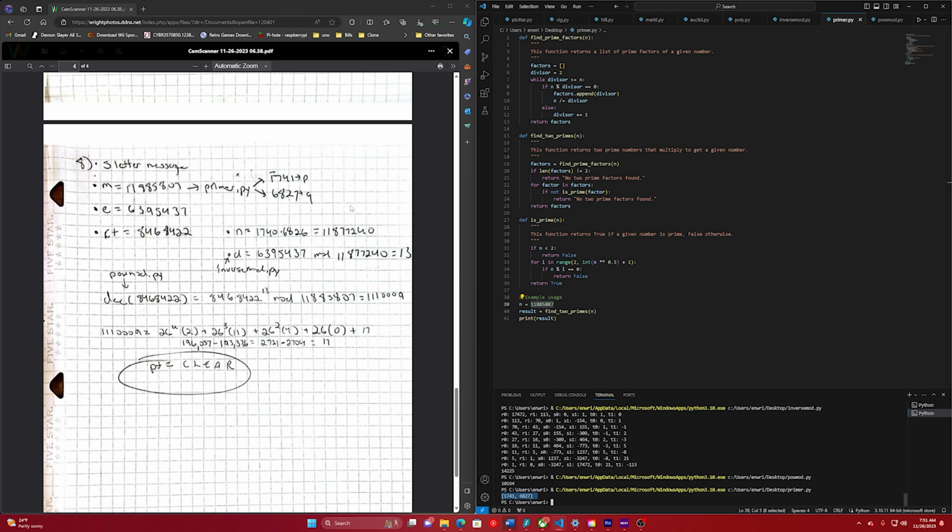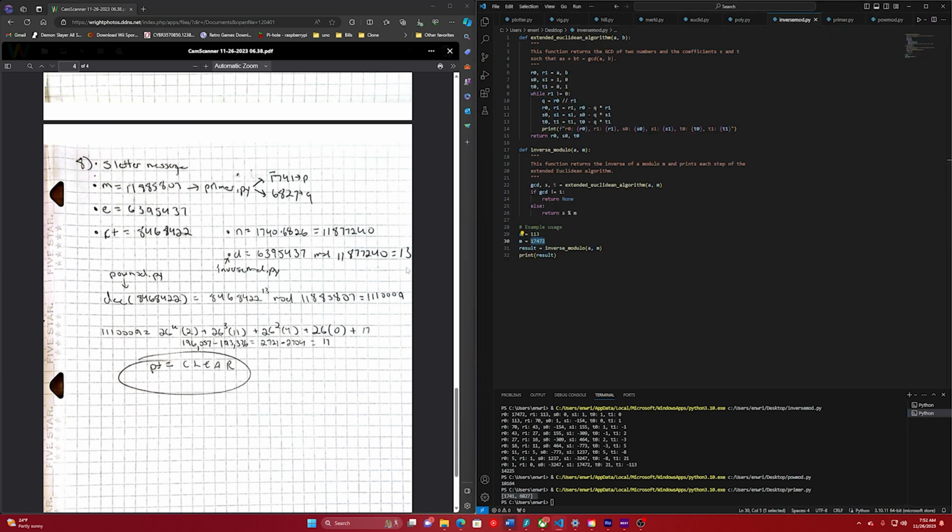Now I have P and Q values. I can find N by subtracting 1 from each and multiplying to get a really big number. Now that I have N, I can get D because I have E. So the inverse of E modulus my N value, again, inverse mod.py, I get 13.